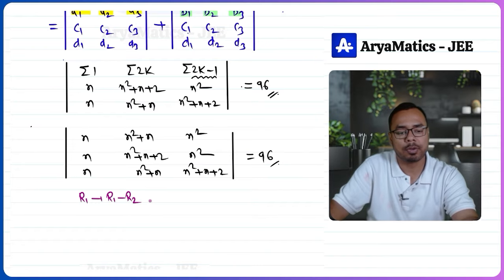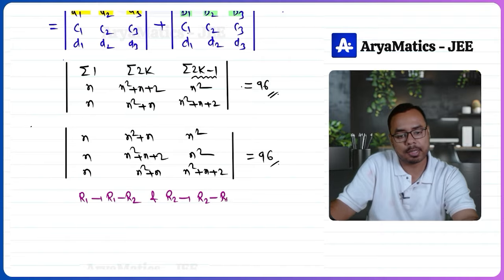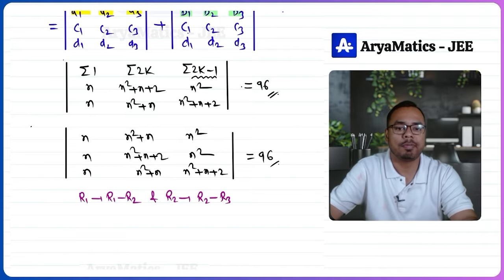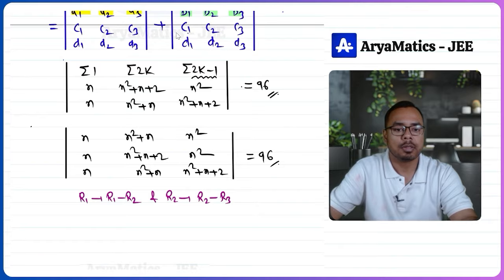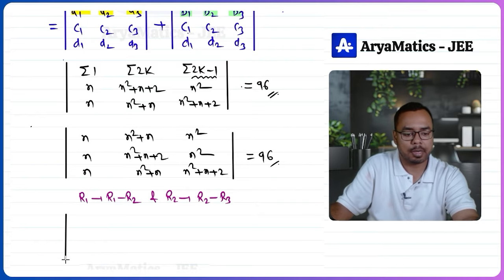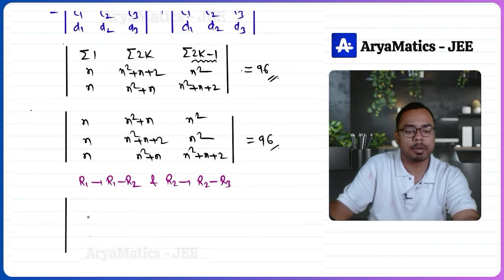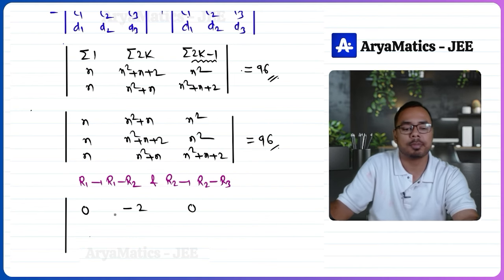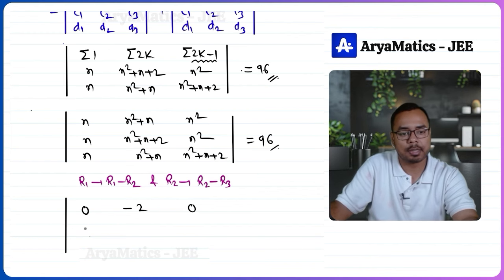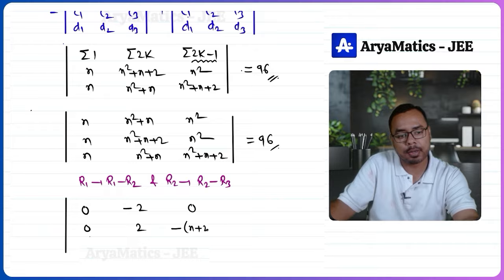That will give us 1, 0. And similarly, in place of R2, we can do R2 minus R3, right? So if we perform this operation, then in place of the first row, R1 is R1 minus R2. So this will become 0. Here we'll get minus 2. This will also become 0. R2 is R2 minus R3. So again 0. Here we'll get 2. And this will be minus n plus 2.